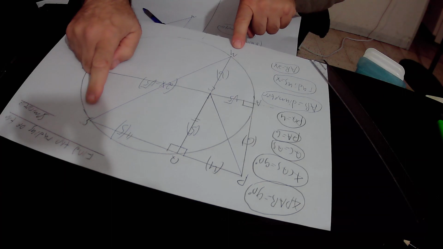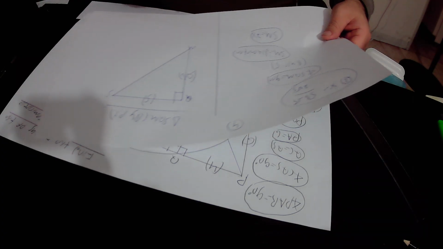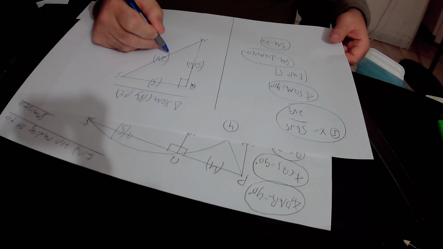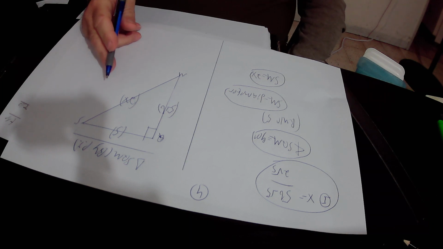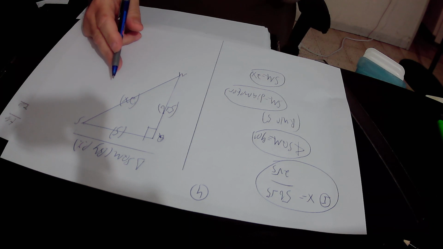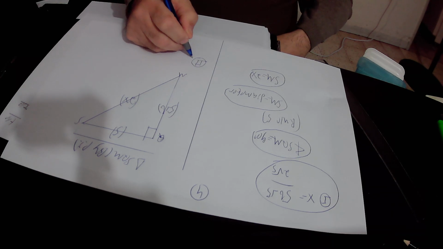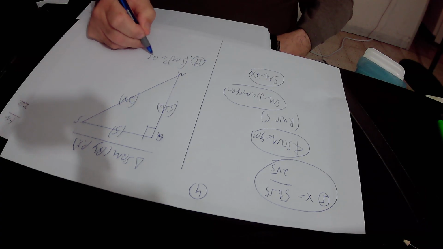And the hypotenuse SM of this right triangle SQM equals 2x. Here, SM equals 2x. It is the diameter of the circle. So in this right triangle SQM, by Pythagoras theorem, SM squared, that is the square of the hypotenuse, equals QS squared plus QM squared.